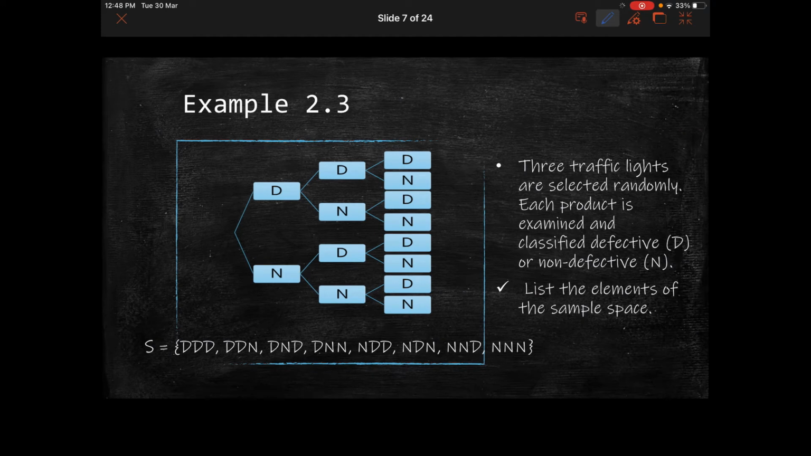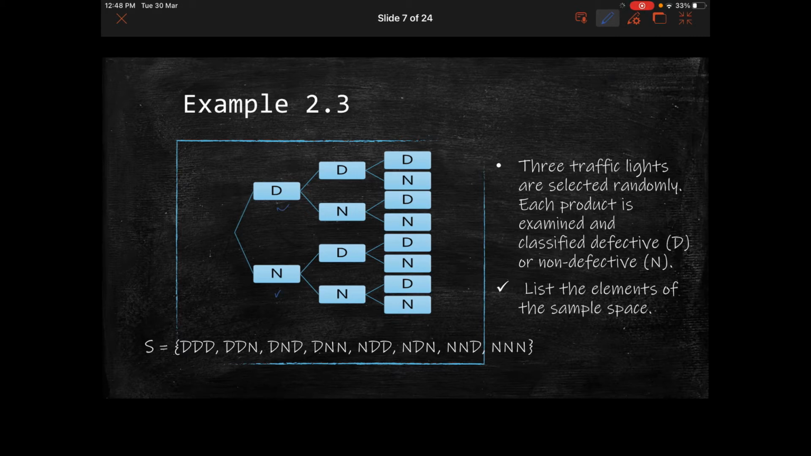Example 2.3: three traffic lights are selected randomly. Each is examined and classified defective, D, or non-defective, N. The question is to list the elements of the sample space. So to help us get the answer, we're going to create a tree diagram. For the first traffic light, we have two possibilities, D and N.